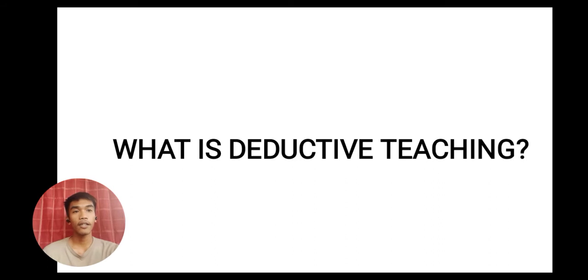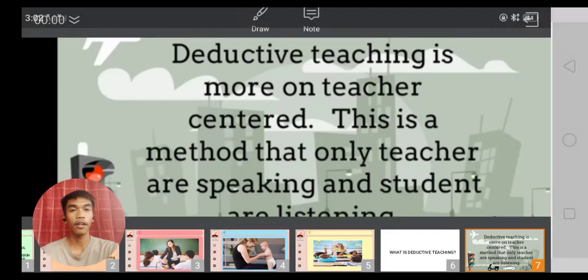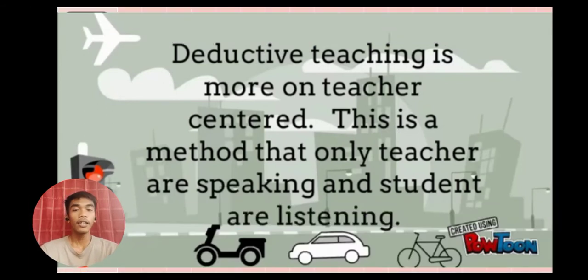So what is deductive teaching? Deductive teaching is more on teacher-centered. This is a method where the teacher is speaking and the students are listening. That's what I said earlier. The teacher is the one who will explain, speak, talk, communicate, and interact with the students. And that is deductive teaching. So the student's role is to listen to the teacher.